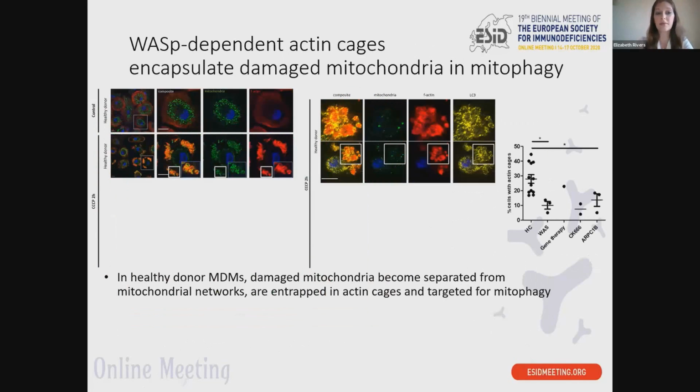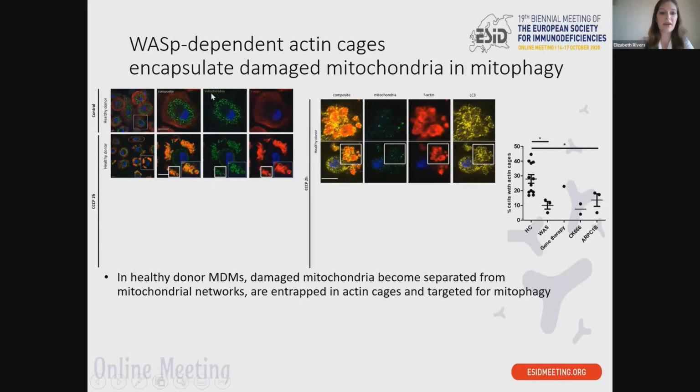So next, we developed a model of inducing mitochondrial damage to look at how mitochondria might be cleared from the cells. So we used a cyanide-containing compound, CCCP, and we found that in healthy donor macrophages, damaged mitochondria became separated from the mitochondrial networks and were entrapped in actin cage-like structures which were targeted for mitophagy.